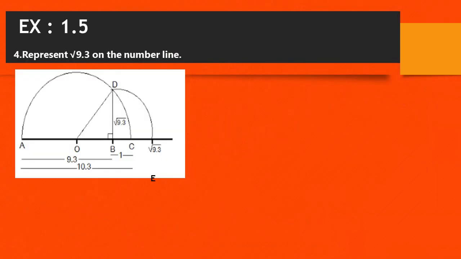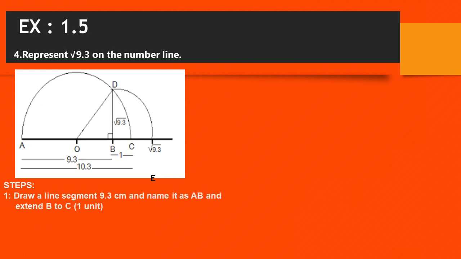Students, now we can start question number 4 in exercise 1.5. Represent square root of 9.3 on the number line. For that, I have given the construction as well as the steps of construction. See the steps of construction and start constructing it. First step, draw a line segment 9.3 and name it as AB and extend B to C for 1 unit. Then the value of AC will become 10.3.